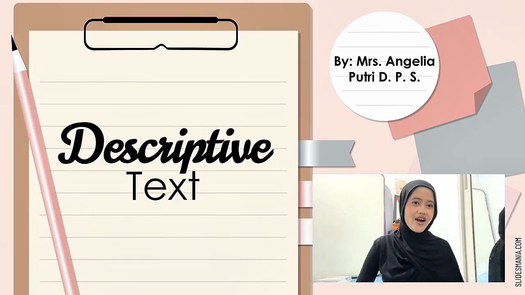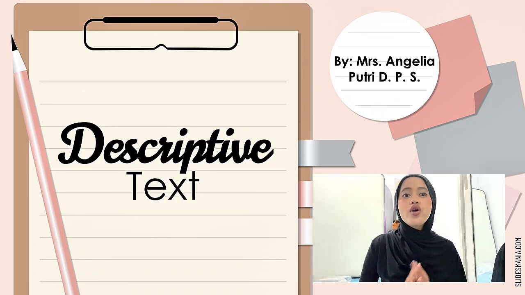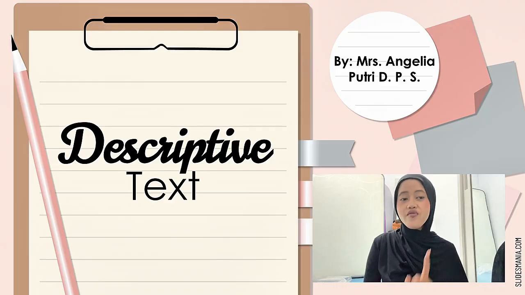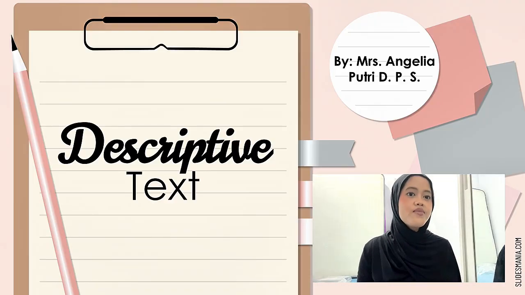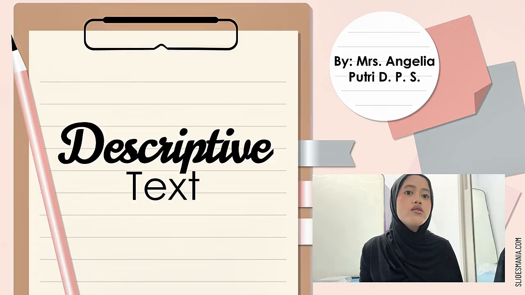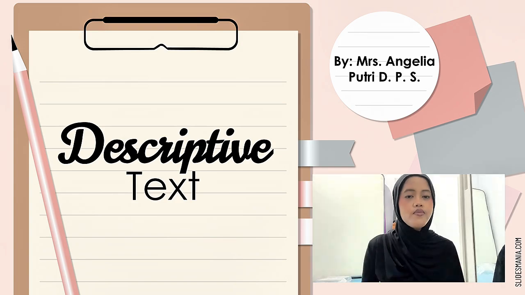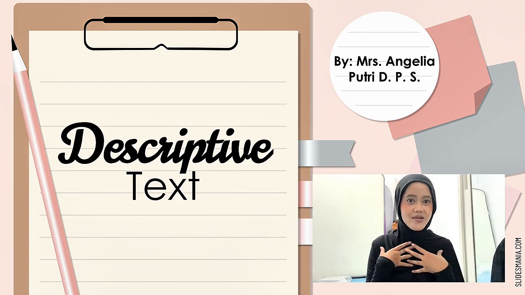Okay, Assalamualaikum warahmatullahi wabarakatuh. Hello students. So today we are going to learn about descriptive text. Descriptive text is one of the most interesting types of English writing. It can help us to describe something or maybe someone clearly so that the reader can imagine it in their mind. Okay? Let's learn step by step with Miss Angel.